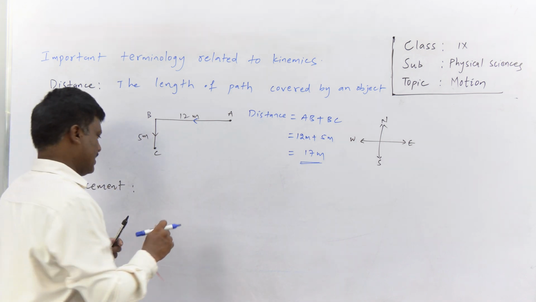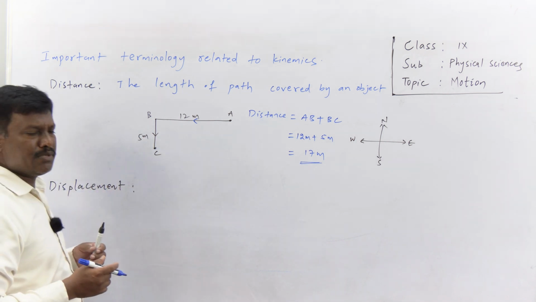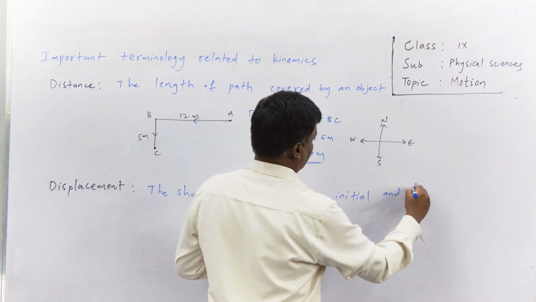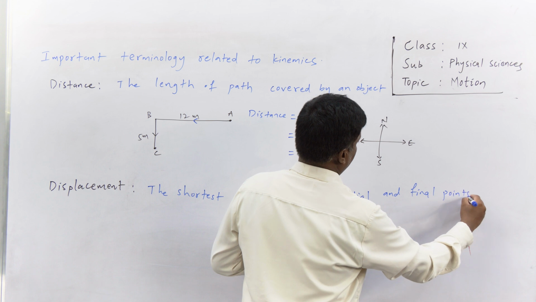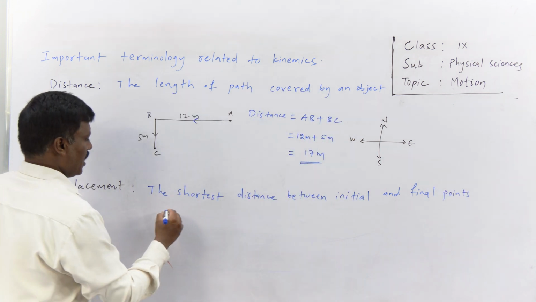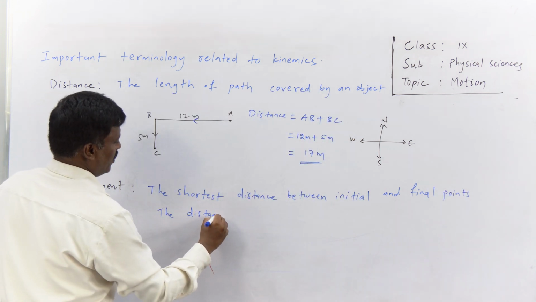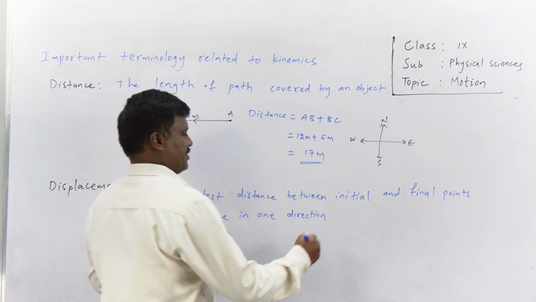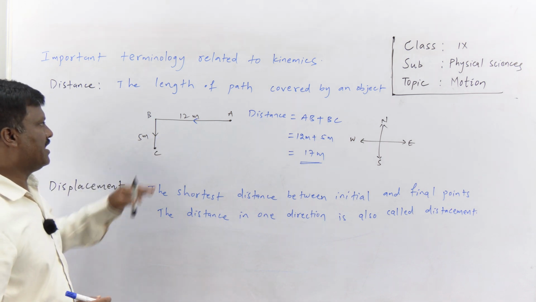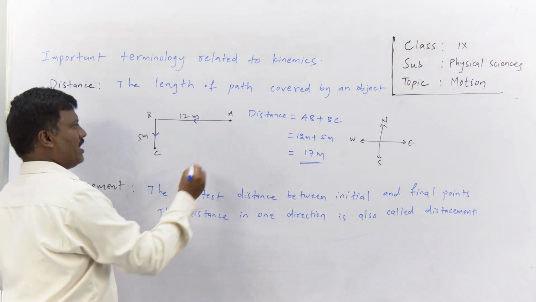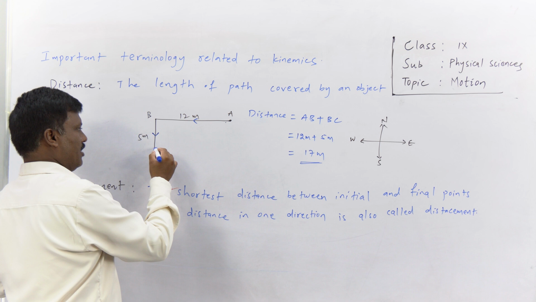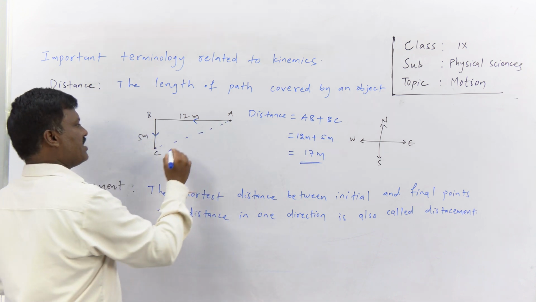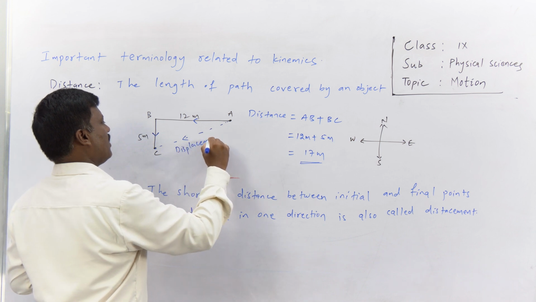Now we are going to calculate displacement. What is displacement? The shortest distance between the initial and final points is called displacement, or the distance of the object in one direction is also called displacement. Now we are going to calculate the displacement in this problem. How to calculate? This is the initial point, this is the final point. Shortest distance. How do we get the shortest distance? By drawing a straight line. So this is the displacement.